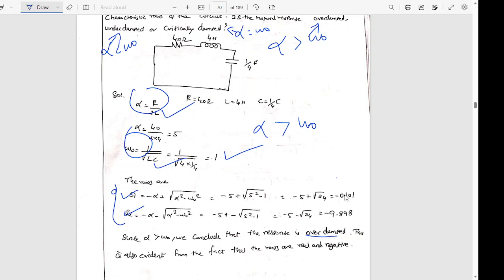We already concluded that alpha is greater than omega naught, and from that I concluded the response is overdamped. There is another piece of evidence proving this: the roots are real and negative. Usually the roots are real and unequal. So I can directly consider it the overdamped case.